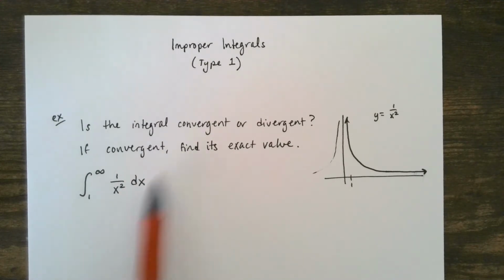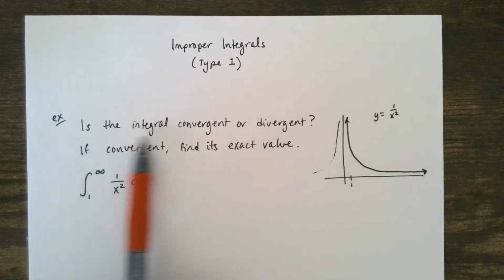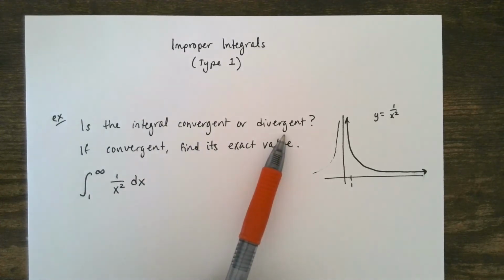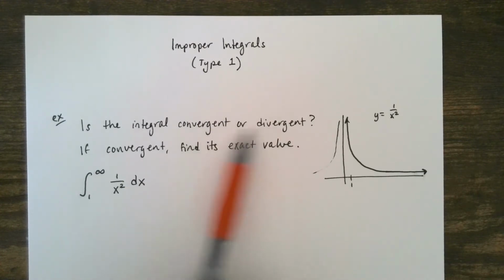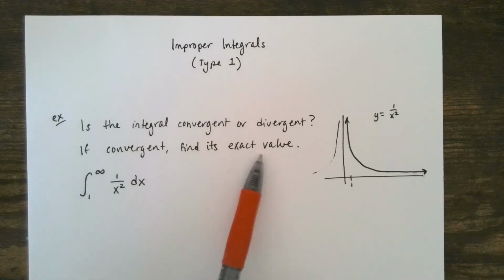And we're answering two questions that kind of come as a package deal here. So the first question is: is this integral convergent or divergent? Which also means, does it converge or diverge? We kind of use those words both ways. And then the follow-up is, if it's convergent, find its exact value.